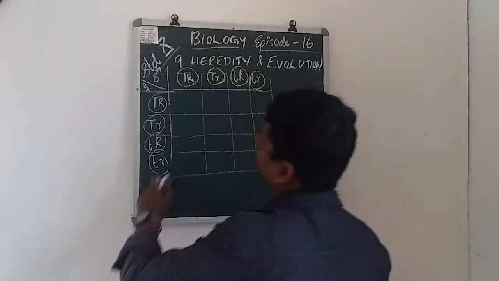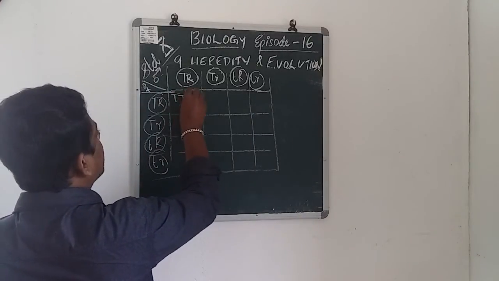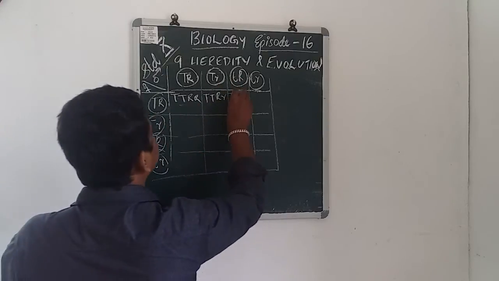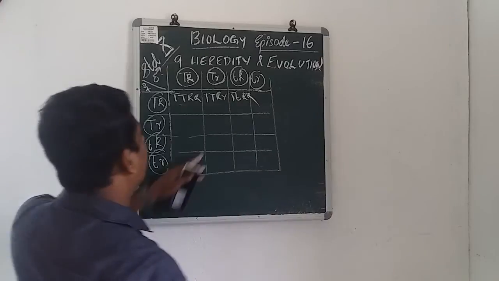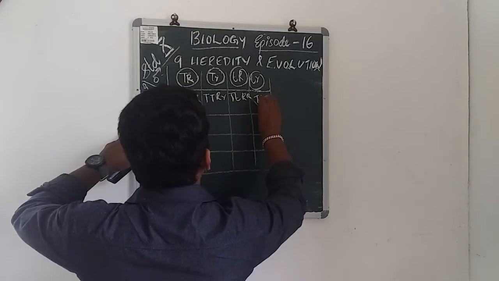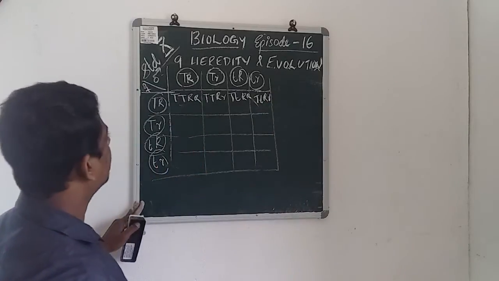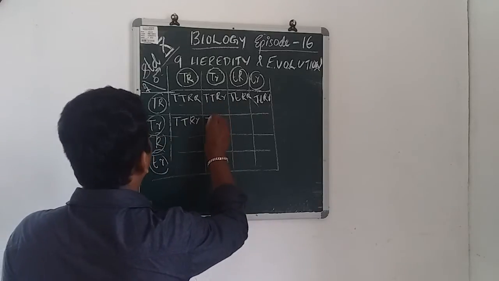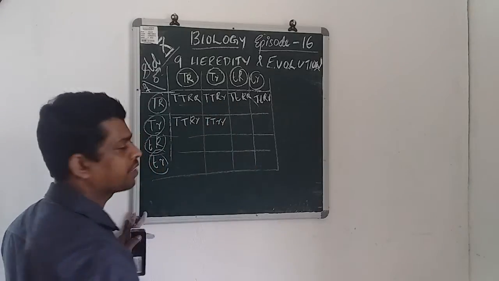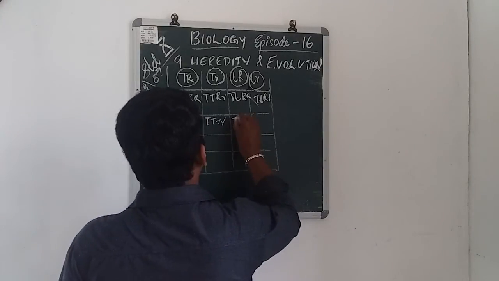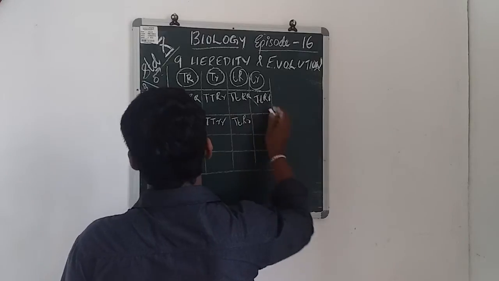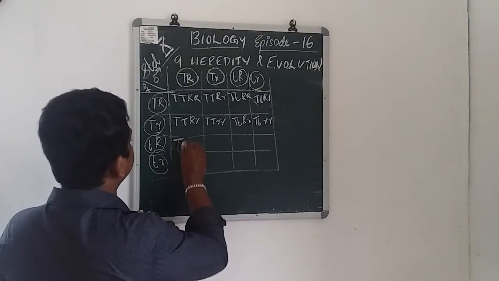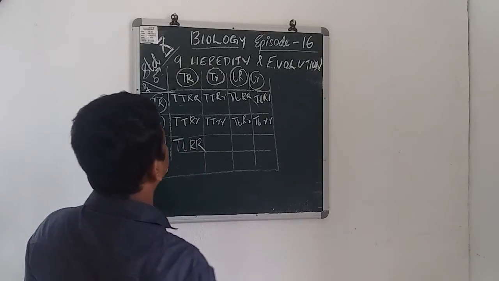Just writing this one. Capital T, capital T, capital R, and this one capital T, capital R, small r, and this one capital T, small t, capital R, and this is capital T, small t, capital R, small r, and this is capital T, capital R, small r, this one capital T, small r, and finally capital T, small t, capital R, small r, this one capital T, small t, small r, and then capital T, small t, capital R.